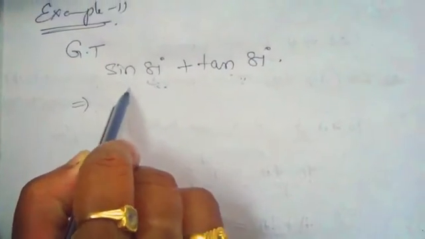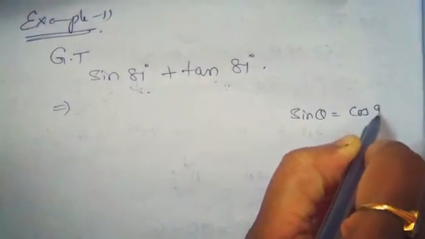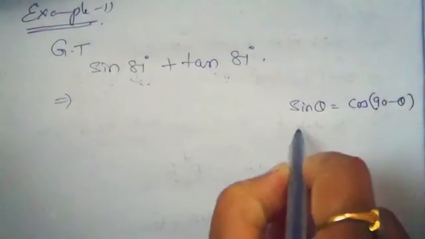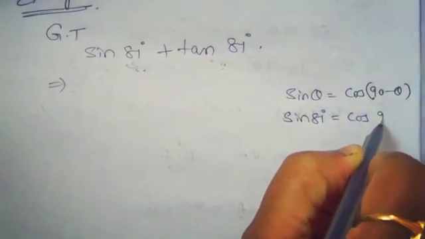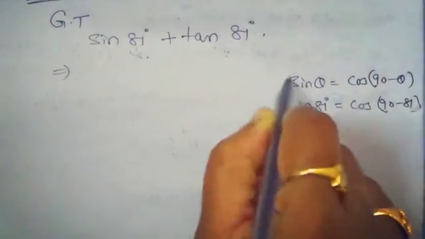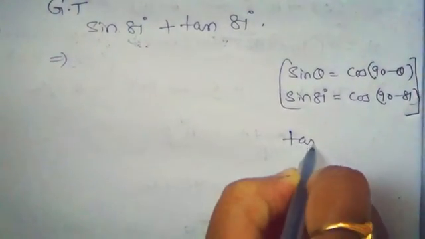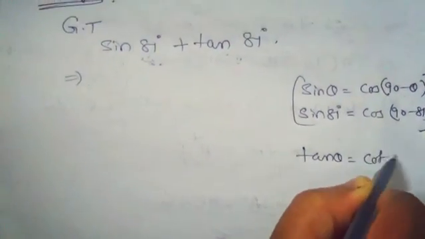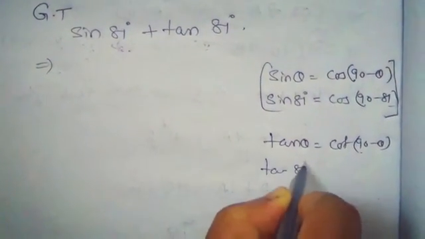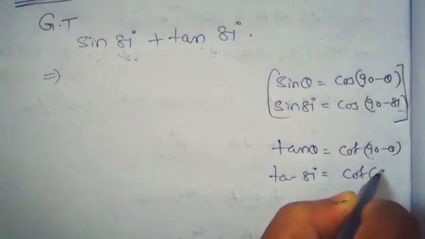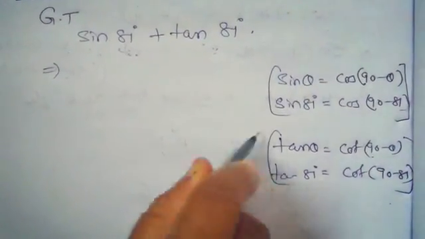Next, here sin theta is equal to cos 90 minus theta, is it? So sin 81 degrees is equal to cos 90 minus 81. Okay, I am changing the first one like this. And the second one, tan theta is equal to cot 90 minus theta. Just like that, tan 81 degrees is equal to cot 90 minus 81. Okay, so I am using both of these formulas.